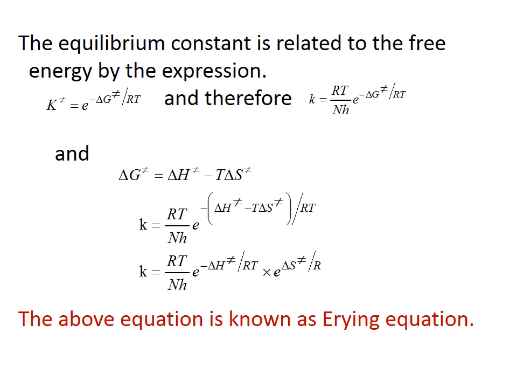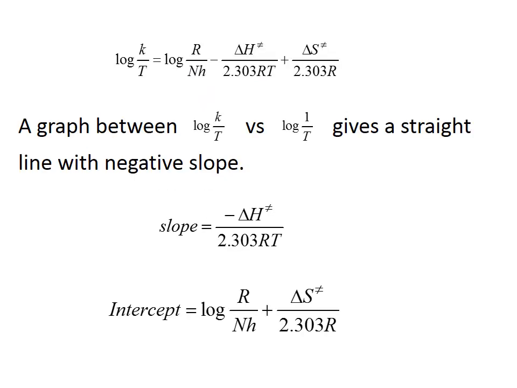This equation is known as the Eyring equation. You take the logarithm by moving T to the left-hand side. Log k by T will be equal to log of R by Nh minus delta H double dagger by 2.303 RT plus delta S double dagger by 2.303 R.